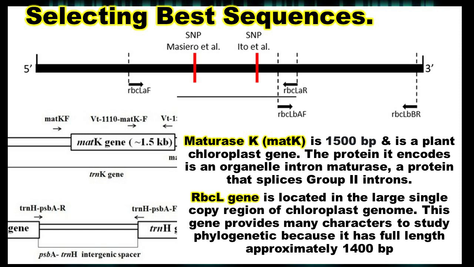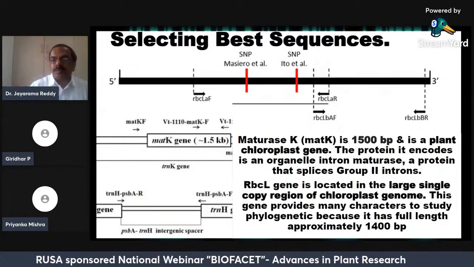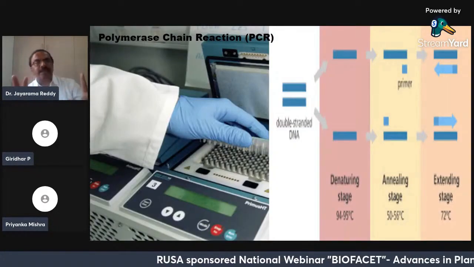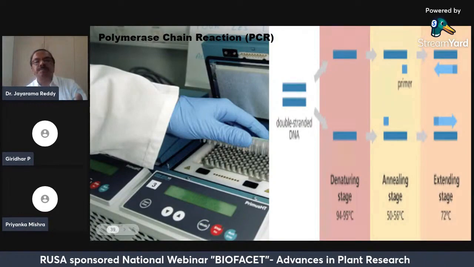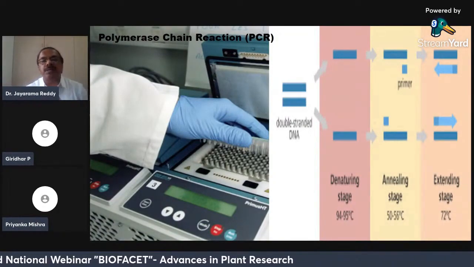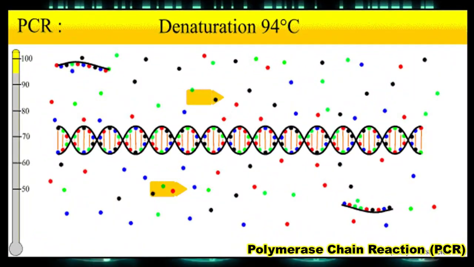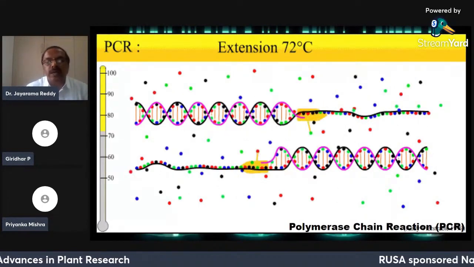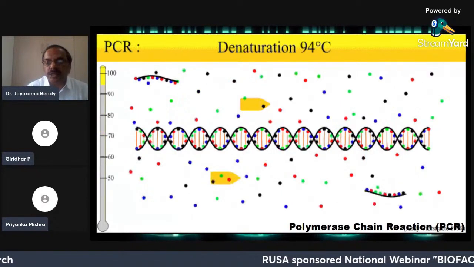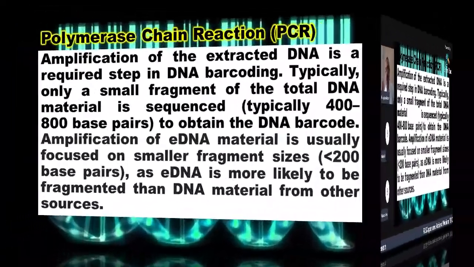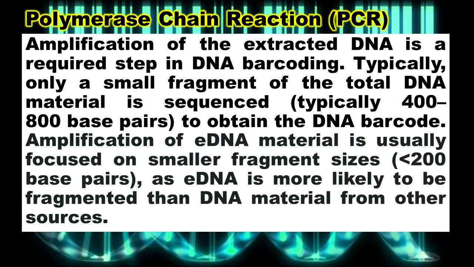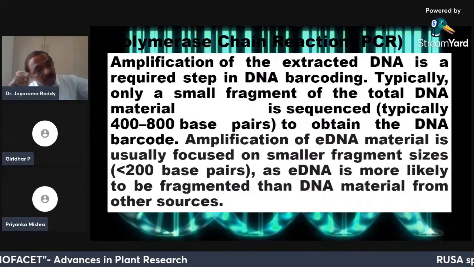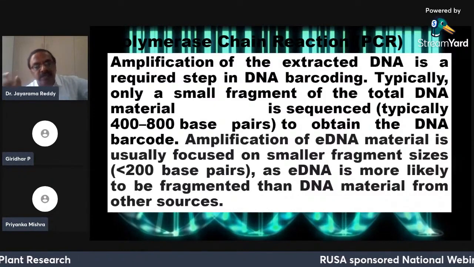The other gene is the rbcL gene, which is about 1400 base pairs on the chloroplast genome. After selecting the genes, after selecting the specific region, after isolating the gene, the next step is PCR. This is PCR technology, polymerase chain reaction. I will not go into these details. You can amplify the DNA by using PCR technology. A small fragment of DNA material is used, and the sequence length is about 400 to 800 base pairs. Amplification of eDNA, where the amount of DNA is very small, is even more important, where the size of the DNA sample is even less, under 200 base pairs.